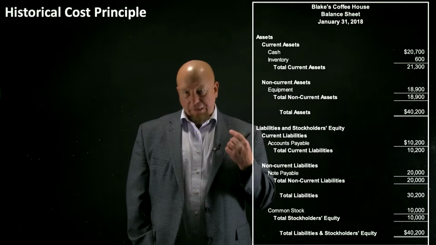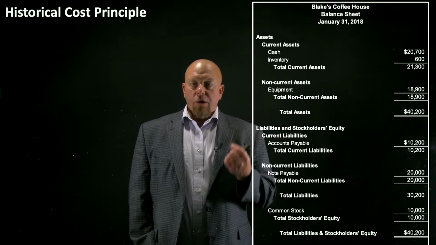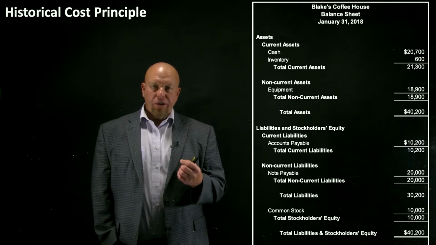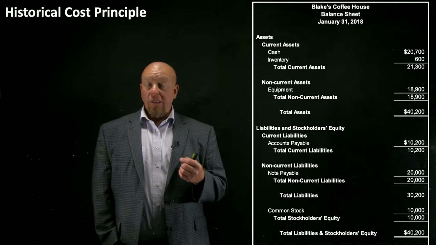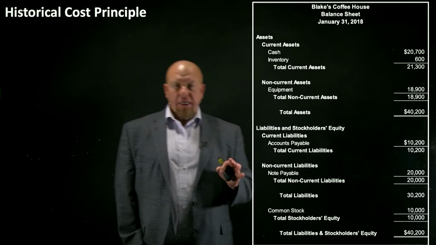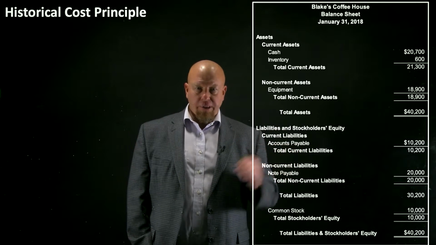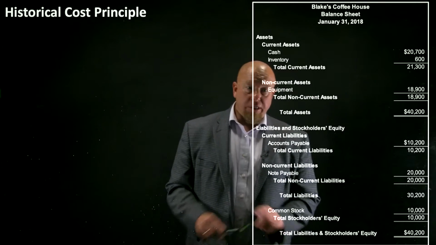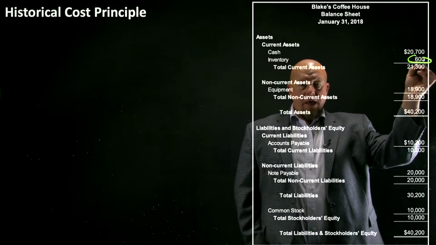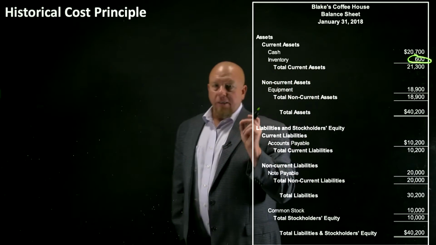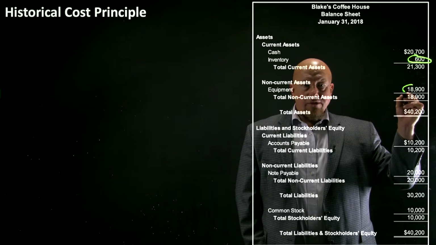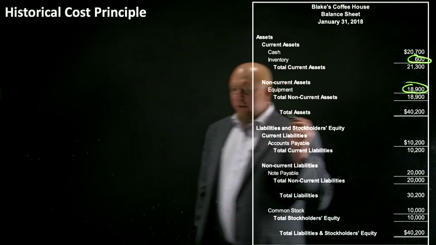One final note before we leave the balance sheet is the historical cost principle. What we're basically saying here, transactions are typically measured at their historical cost. In other words, what we paid for an item. And this is a rule under United States GAAP, generally accepted accounting principles. So in other words, this inventory that you see right here that is $600, that almost certainly represents the exact cost of what we paid for that inventory. This equipment, $18,900. That's how much we paid for it.